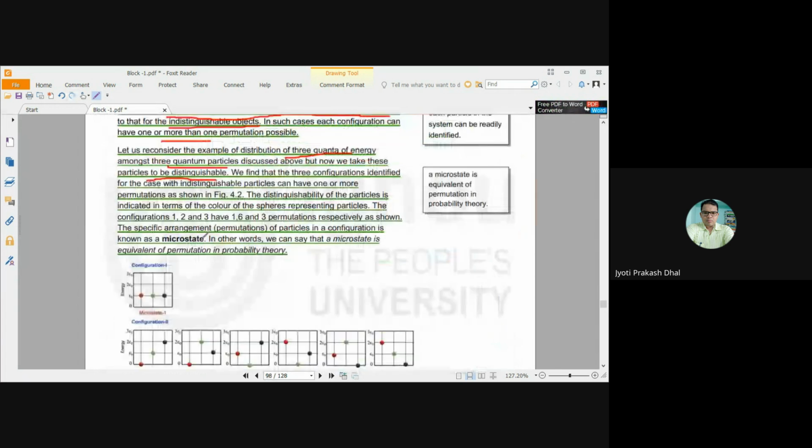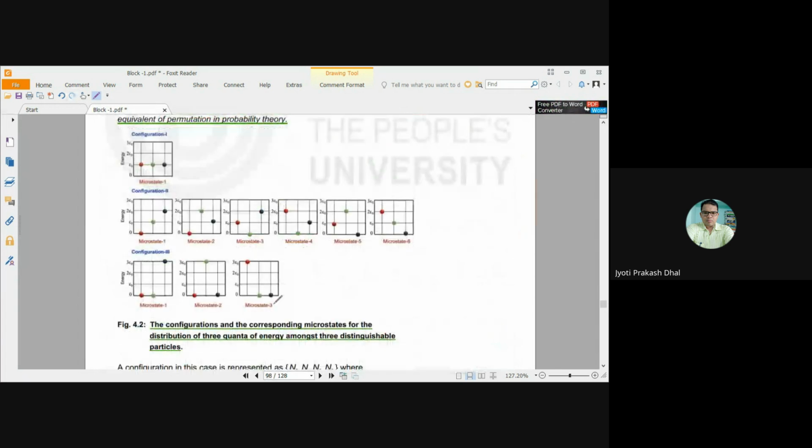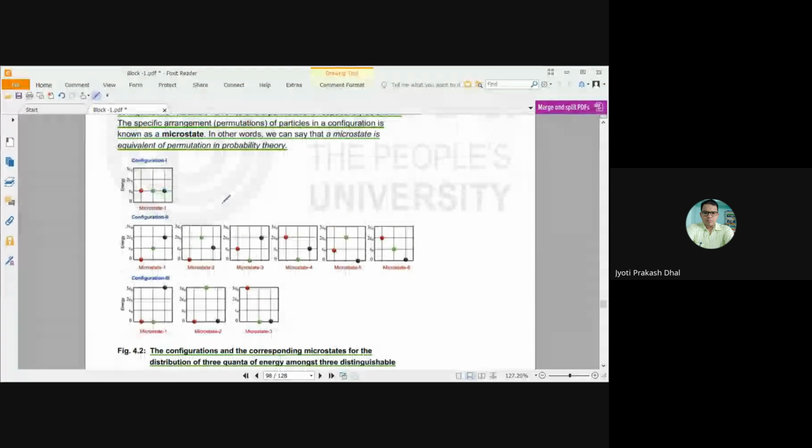But here, as the particles are distinguishable, a large number of combinations are possible. So here we can see the different combinations. In configuration number 1, all the 3 particles are present in the energy level epsilon 0, so that the total energy of the system will become 3 epsilon 0. In configuration number 2, the red particle will be present in energy level 0, the green particle in energy level epsilon 0, and the blue particle in energy level 2 epsilon 0, so that the total energy of the system will become 3 epsilon 0.